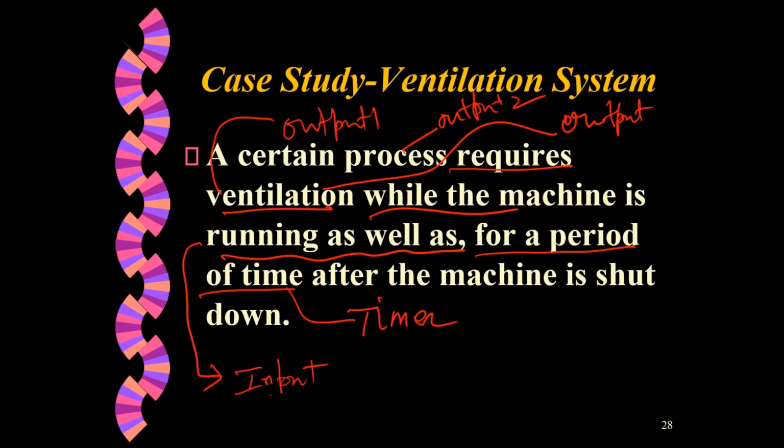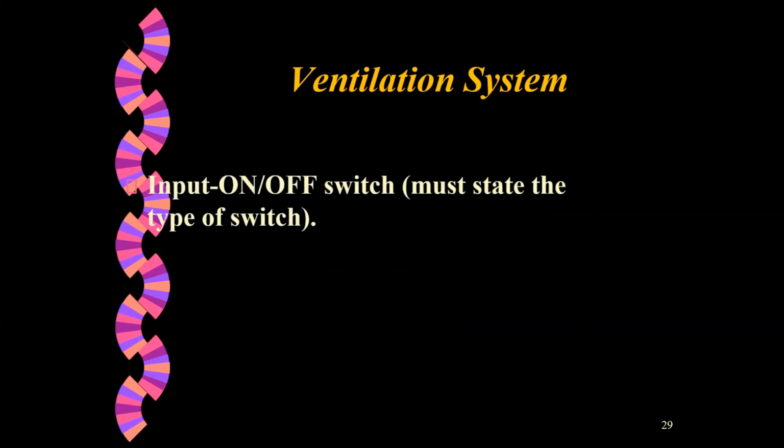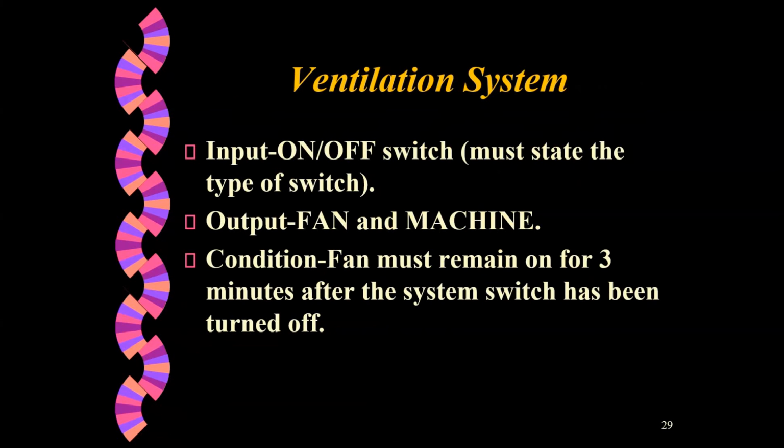Okay. So, we are now going to expand. Output is fan and machine. Input is on-off switch. Then, I also stated in the problem, fan must be on for 3 minutes after the system switch has been turned off. A timer is coming into the picture. Okay, so this is the statement of the problem. Can we go to the truth table or can we go another route? I'm going to show you another route and then come back to the truth table.